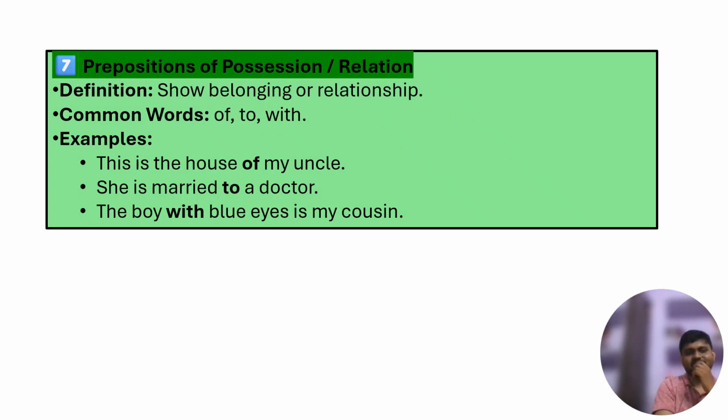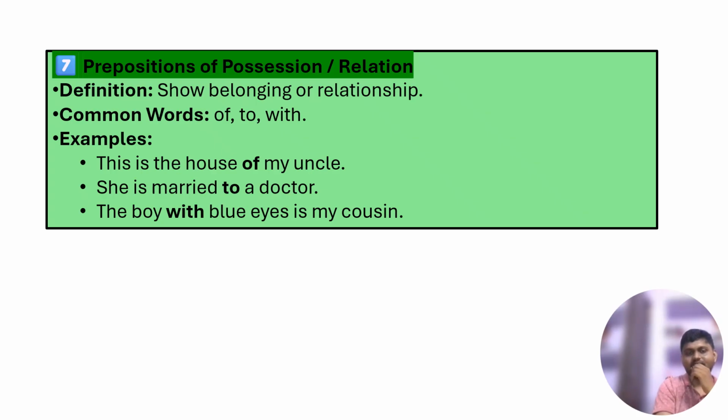At the seventh place, we have preposition of possession and relation. These usually show belonging or relationship which a person has. The most common words here are of, to, and with. An example of preposition of possession and relation is this is the house of my uncle. This means that his uncle has the possession over the house.